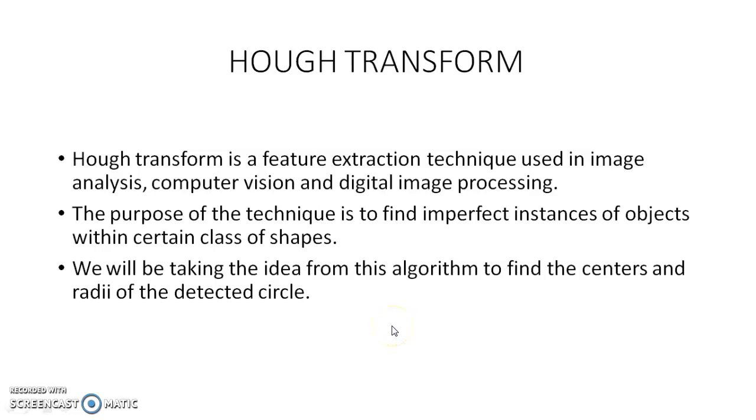Let's see what the Hough transform is. It is a feature extraction technique used in image analysis, computer vision and digital image processing. The purpose of this technique is to find imperfect instances of objects in a certain class of shapes. We will be taking the idea from this algorithm for the center and radius of the detected circle. So we will be using this Hough transform we got from the paper.